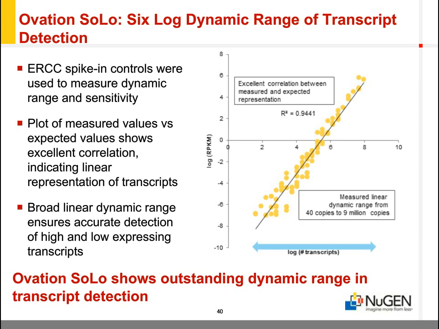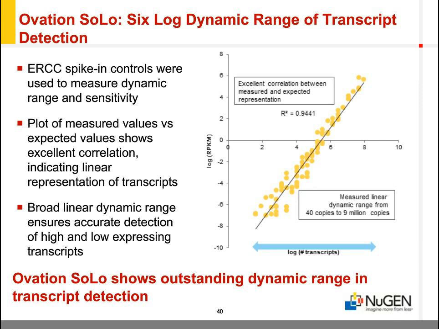We plotted a measurement of detection in the resulting library of each ERCC transcript as measured by RPKM values against its known starting value, and that graph is shown here. We show an excellent correlation with an R-squared value of 0.94, indicating a linear representation of transcripts.